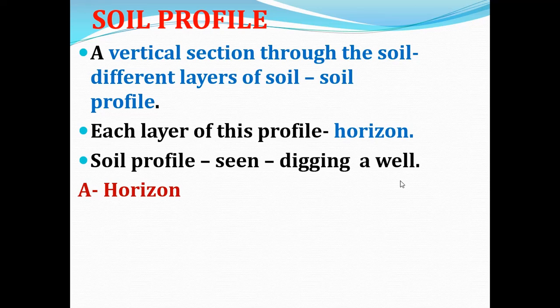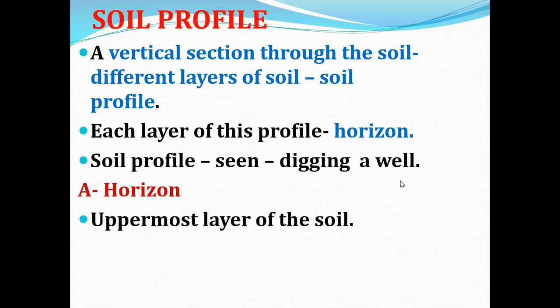Okay, so there are 4 horizons or 4 layers in the soil profile. That is A horizon or topsoil, B horizon or subsoil, C horizon or parent rock, D horizon or bedrock. Now we can see about all the layers which are present in the soil profile. So the first layer is called A horizon. A horizon is also known as topsoil.